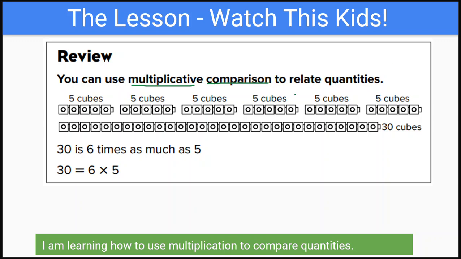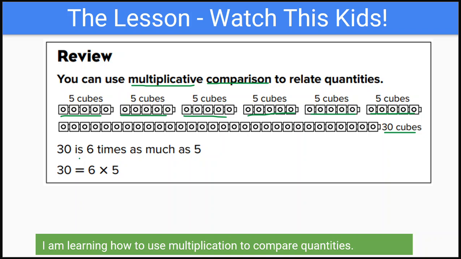Now they give you a picture right here, and they show you there are 5 cubes here, right? There are 5, and they show it to you once. Then they show it to you twice. Then they show it to you 3 times, 4 times, 5 times, and 6 times. Okay, so they show you 5 cubes 6 times, all right? And they said if you put them all together, you would have 30 cubes, right? Because 5, 10, 15, 20, 25, 30.